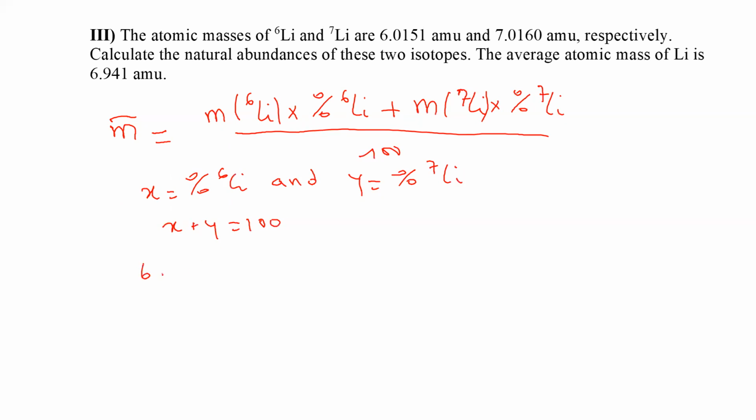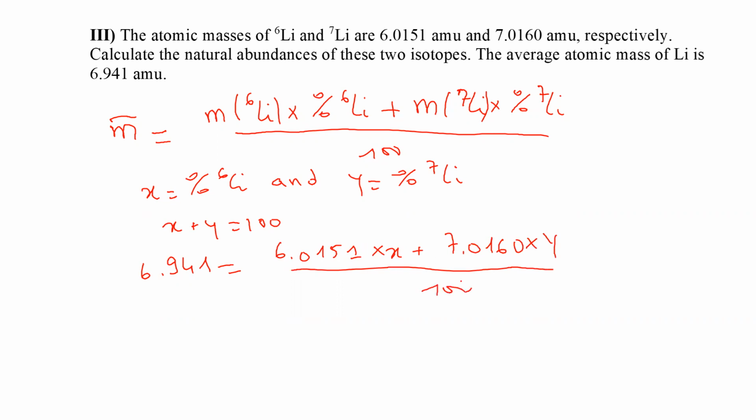And we know that 6.941 is equal to 6.0151, which is the mass of lithium-6, times X, plus 7.0160 times Y, and divided by 100. So we have an equation with two unknowns, X and Y. One way to solve it is X equal to 100 minus Y and fill this into this second equation.